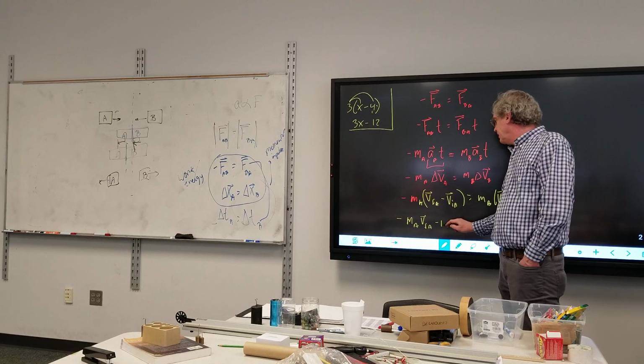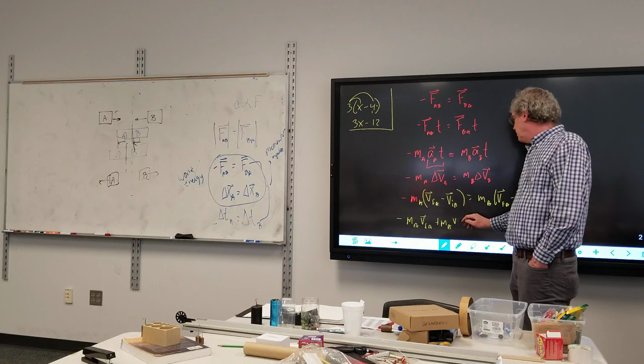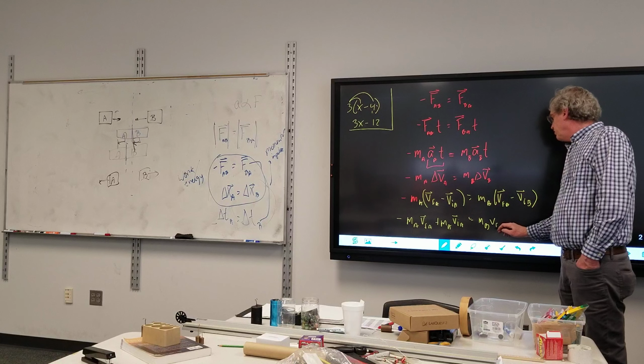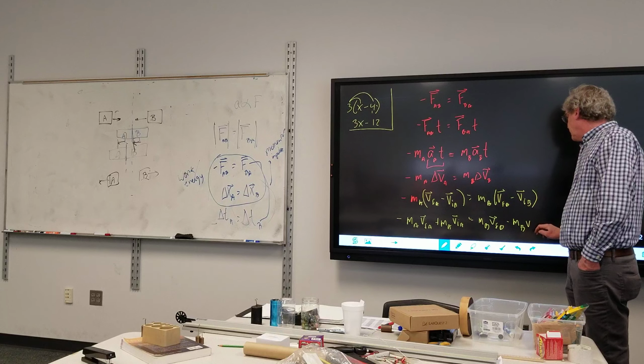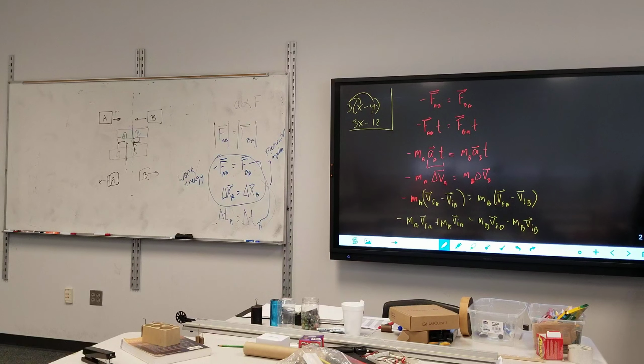A minus MA V plus, this is the minus sign, VIA is equal to MB VFB minus MB VIB. All right. Again, alphabet soup, we're going to narrow it down now, and there's a point to it. Mass times velocity obviously shows up 4 times here.